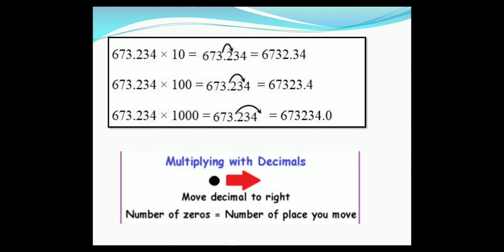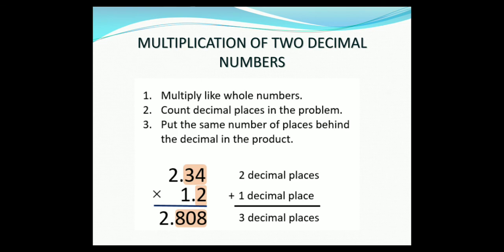Clear? So always remember, according to the number of zeros in the tens or hundreds, the point will move that many places. If you have 1 zero, you will move one place to the right side, not left side, right side. Remember, you have to move right side. If you have 2 zeros, you will move 2 places to the right side. Clear? Yes. So now you have learned how to multiply a decimal number with a normal whole number, and how to multiply a decimal number with tens or hundreds and thousands, right?